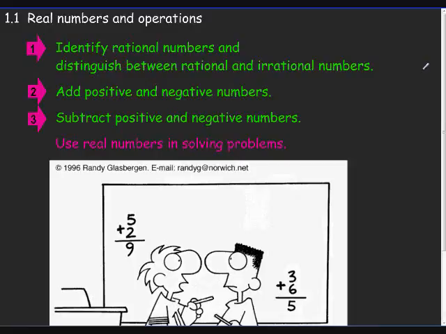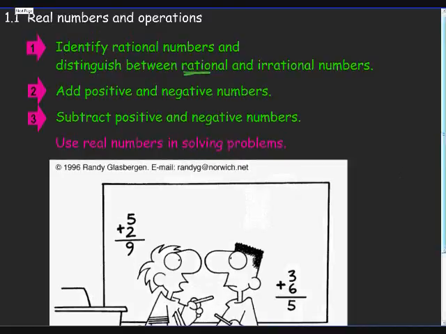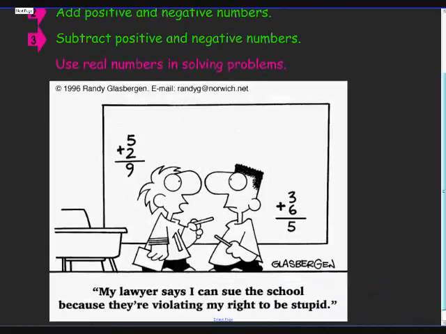Okay. Rational numbers, what are they? Do we know what the difference is between a rational and an irrational number? Ratio is a hint here. We'll look at that in a moment. Adding and subtracting. Simple enough, isn't it? Oh, you might like to see this little cartoon here.